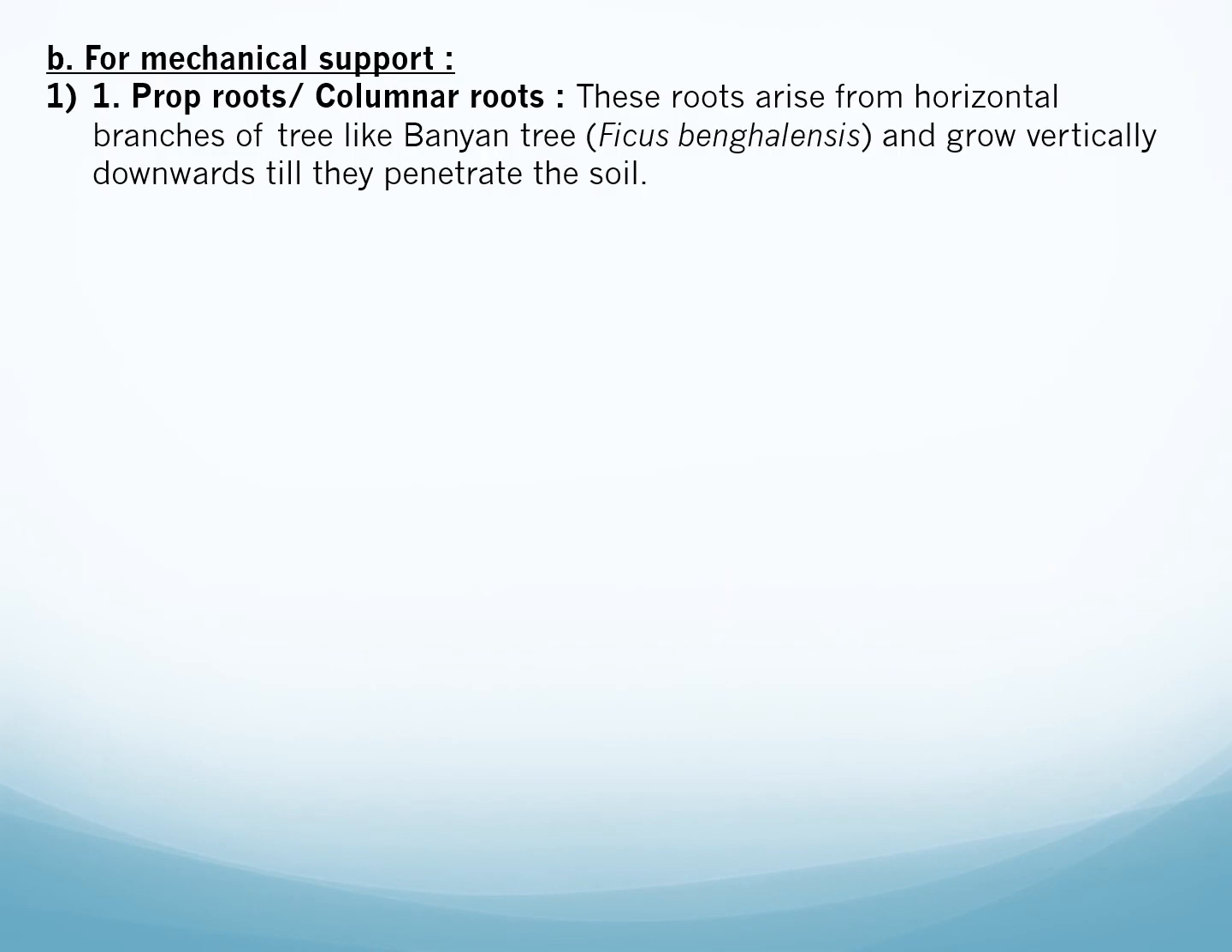Second, for mechanical support. So adventitious roots are also modified for giving mechanical support to the plant. Number one, prop roots. These roots arise from horizontal branches of tree like banyan tree and they grow vertically downwards till they penetrate the soil. So these roots are mainly required for giving support to the plant.